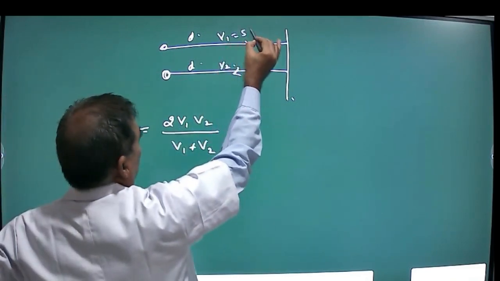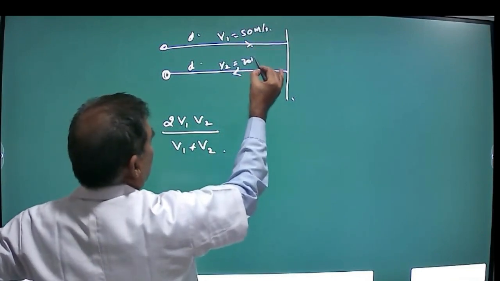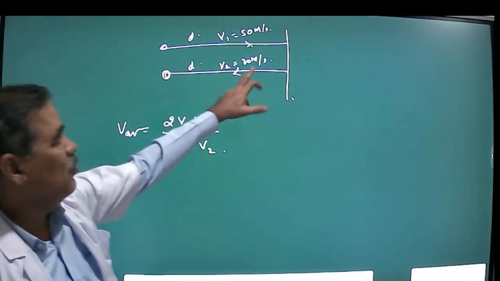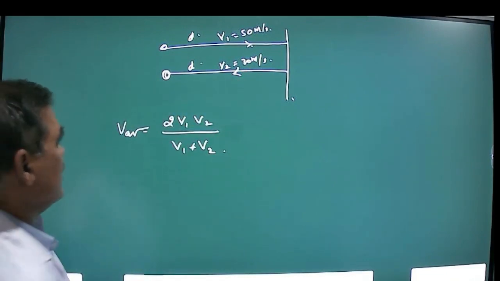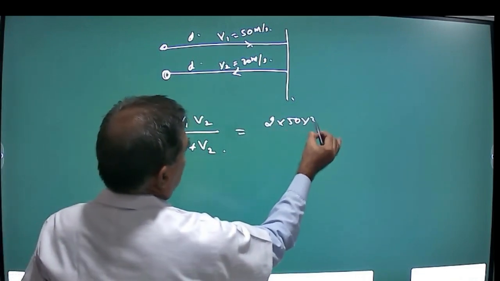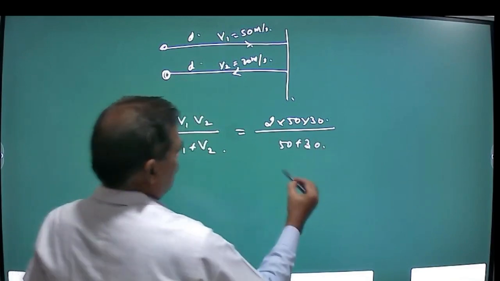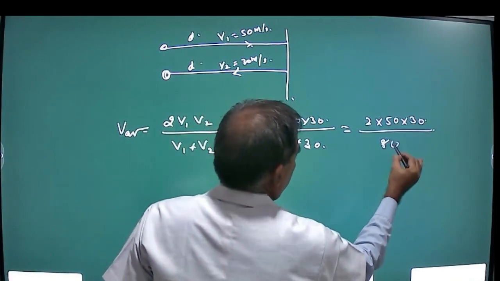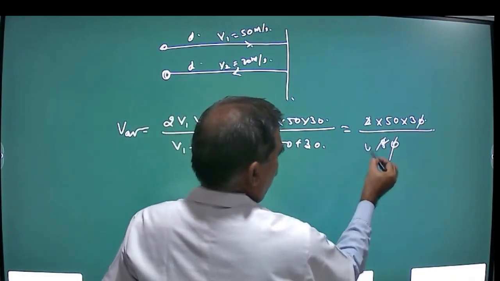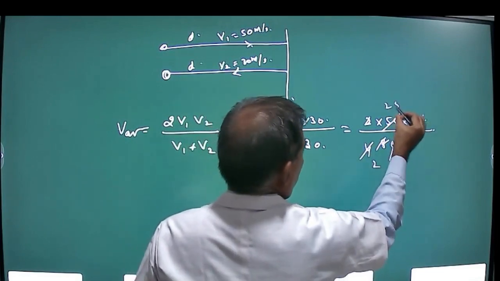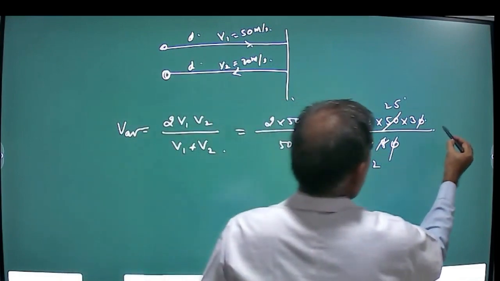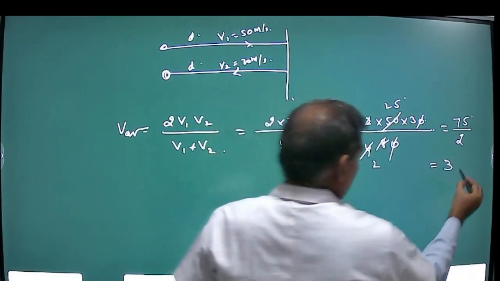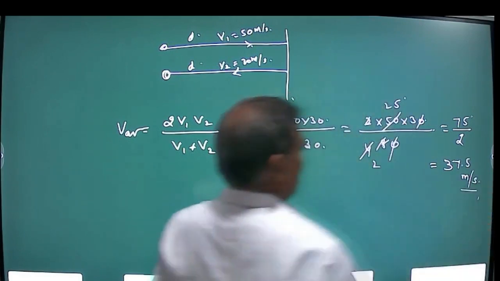If it says V1 is equal to 50 meters per second and V2 is equal to 30 meters per second, when we throw the ball it goes at 50 meters per second and strikes the wall, and while returning it comes to you at 30 meters per second. So what will the average speed be here? Calculate it. 2 into 50 into 30 divided by 50 plus 30, equal to 2 into 50 into 30 divided by 80. 0 and 0 cancel, 8 and 4 cancel, 2, 25. So this will be equal to 75 divided by 2, which is 37.5 meters per second. This will be the average speed.